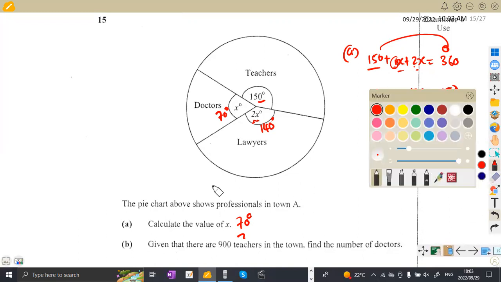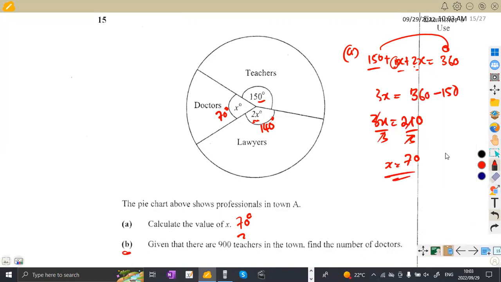Okay, so what are you simply doing? From this X that we got here, we are saying the X that you're talking about is the one representing the doctors. Doctors here are represented by X, which is 70. So 70 degrees is equivalent to the doctors, which we do not know. We do not know the number of doctors, but we are given that 900 teachers are there, and the teachers are represented by 150 degrees. So we are simply saying 150 degrees is representing 900. What about 70? What does it represent?